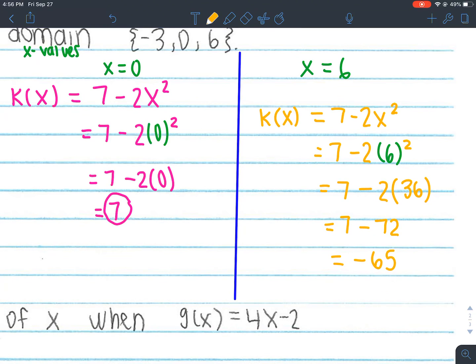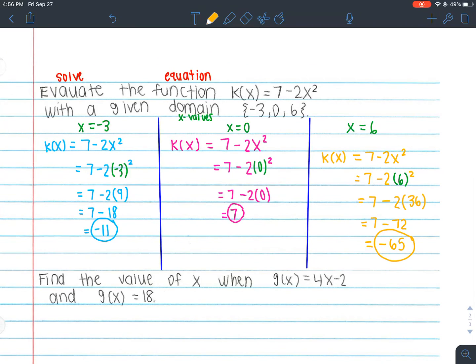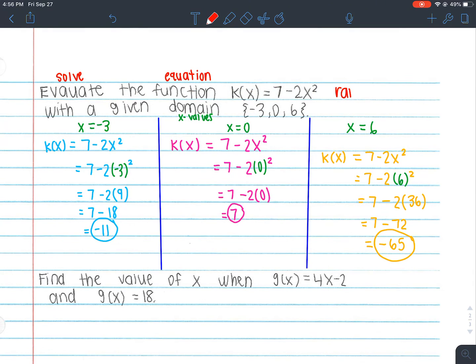Do you see how at the very beginning, it gives us the domain in little curly braces with -3, 0, and 6? Well, we're going to give it back to them also in curly braces. So my answer here would be that my range is -11, 7, -65. It's whatever I got for my 3 evaluations, right? It says, hey, I gave you these x values, give me back some y values. So you're giving the y values back as the range, and you're giving it as -11, 7, and -65.